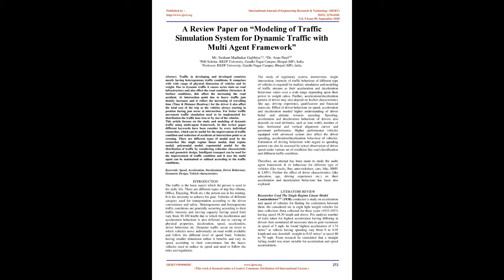Speeding, acceleration and deceleration behavior of drivers also depends on road attributes, such as lane width, number of lanes, horizontal and vertical alignment curves and pavement performance. Higher performance vehicles equipped with advanced systems also affect the driver's speeding and acceleration/deceleration behavior. Estimation of driving behavior with regard to speeding pattern can also be assessed by actual observation of driver speed under various sets of conditions like road classification and different traffic conditions.